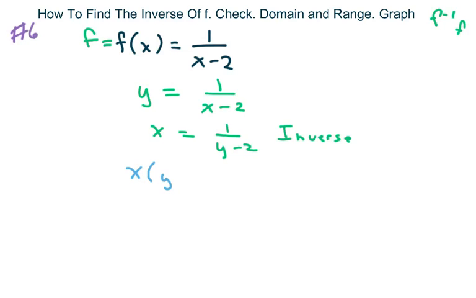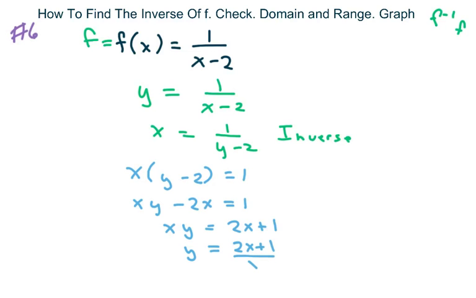All right, x times (y minus 2) equals 1. Distribute, you get xy minus 2x equals 1. And what we're going to do is solve for y. So we have xy equals 2x plus 1, and then you divide both sides by x. So you get 2x plus 1 over x.